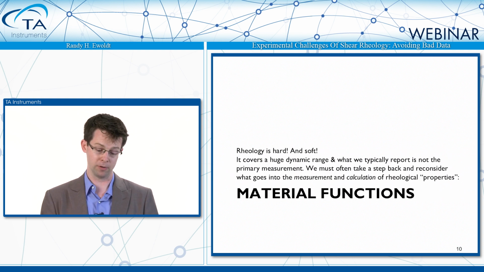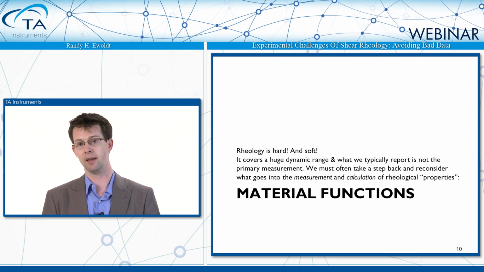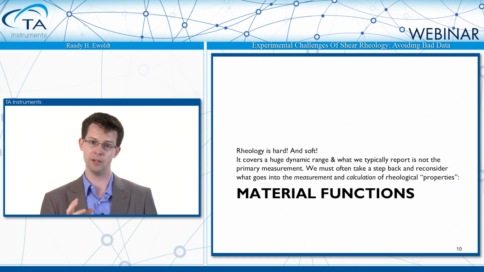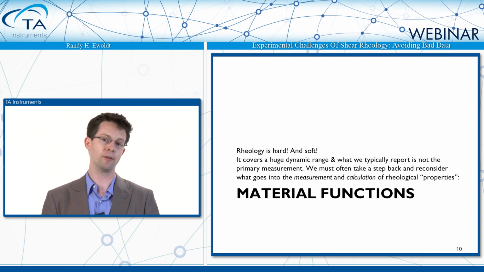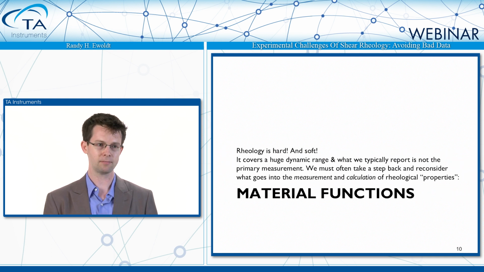So, moreover, the things that we tend to report in our technical reports, in our publications, when sharing data with colleagues, is not the primary measurement that we made. We make measurements of the torque and of the displacement in a rotational rheometer, but we often show other calculations from those primary measurements. And so somehow the data gets reduced and translated, and you can sometimes lose a perspective on what these experimental limitations are. And so we'll talk about making that connection from the primary measurements to what we're actually reporting.